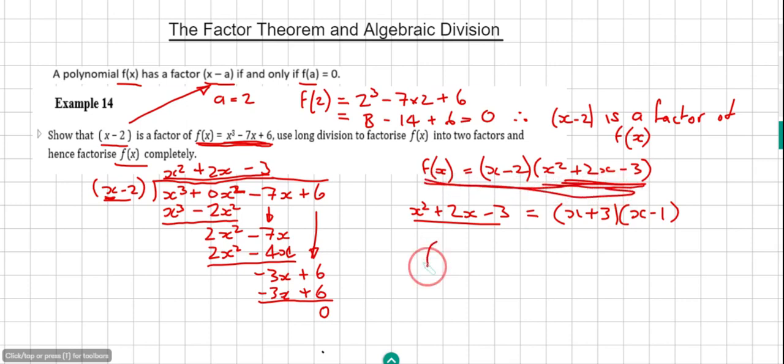So we can say that f of x is equal to x minus 2, x plus 3, and then times x minus 1. And we've done it. So we've factorized f of x completely.